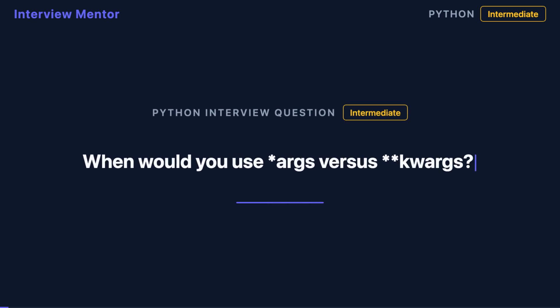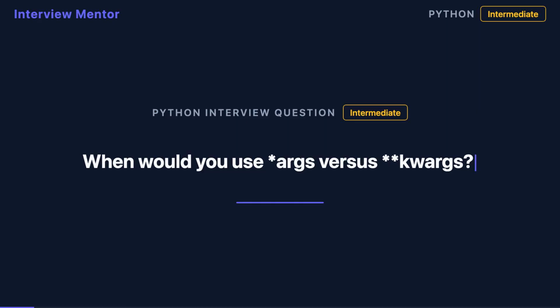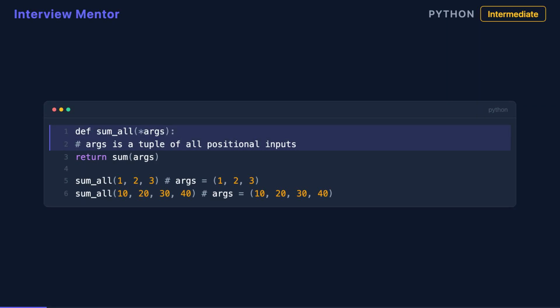Star args and double star kwargs. Two features Python developers use all the time, but rarely understand deeply. A single asterisk prefix tells Python to pack all extra positional arguments into a tuple called args. Whether a caller passes 2 values or 20, your function sees a tuple and can iterate over every element. This makes star args ideal for variadic functions where the input count is unknown at design time.